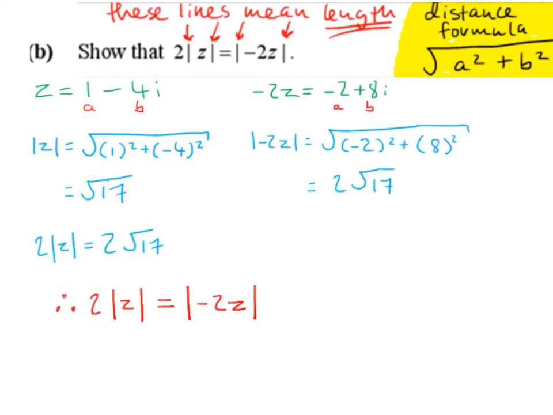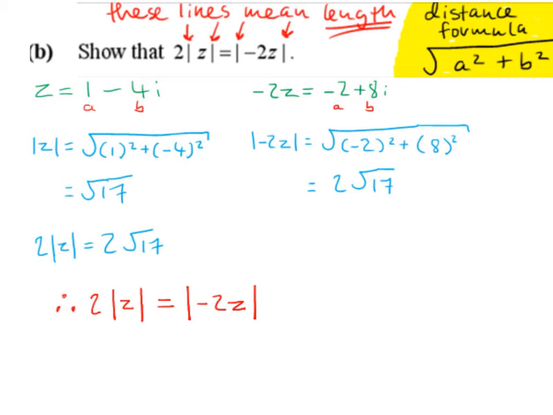Very important that we have brackets, because if we didn't have brackets here, we would have minus 2 squared, which would give us minus 4. But minus 2 squared is actually positive 4. So we get minus 2 squared to give us 4, and 8 squared to give us 64. And 64 plus 4 is 68, and the square root of 68 will give you 2 root 17.